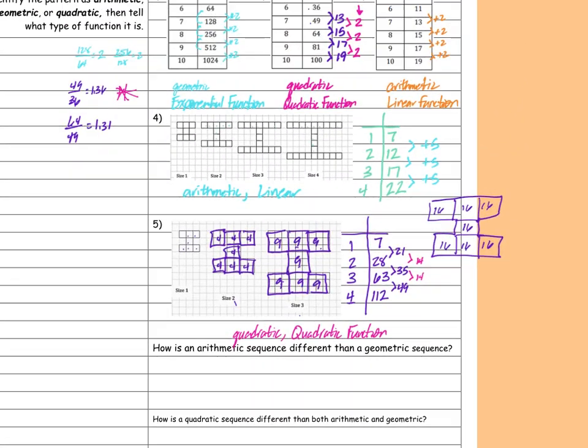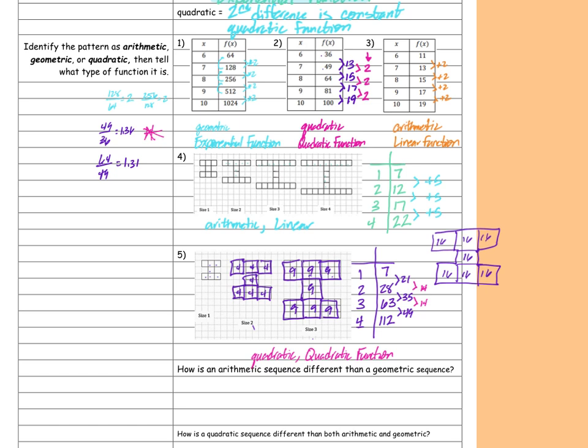We've done a few of them. The easiest way to do it is to find the differences, okay? If the differences on the first difference are the same, then it's linear. If they're not the same, find the second difference. If the second difference is the same, then it's quadratic, right? Is everyone okay with that? If the second difference isn't the same, and the first difference isn't the same, then it's not quadratic or linear. The only choice I have left is exponential, or geometric, sorry. Okay, does that make sense?